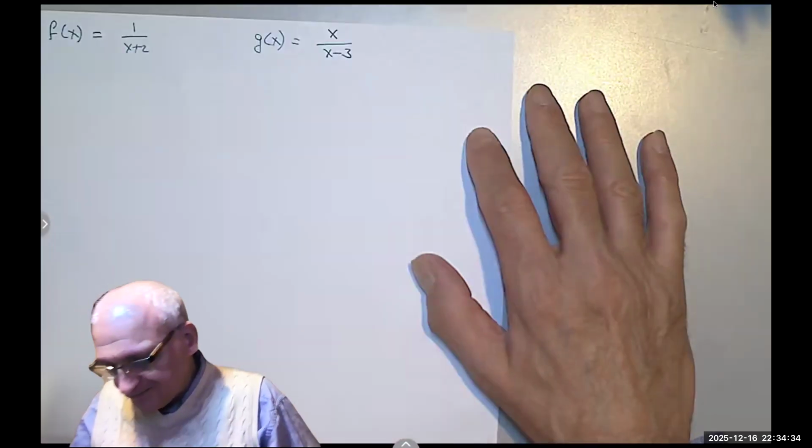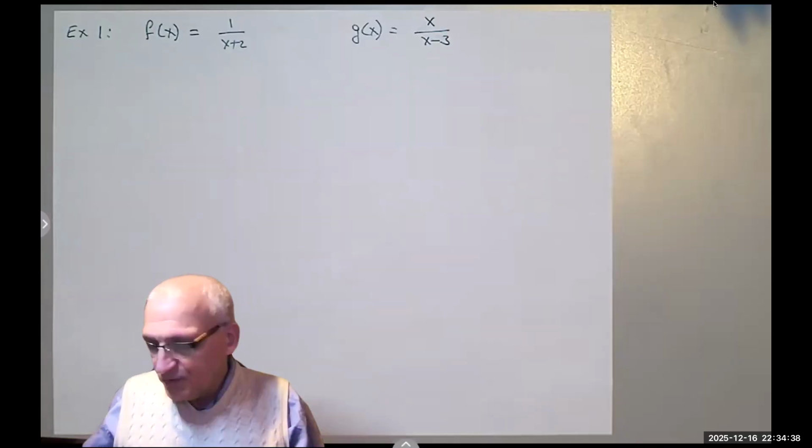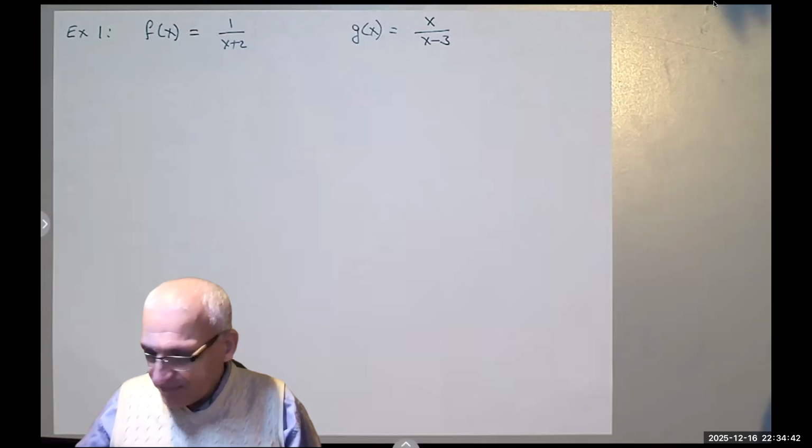In today's session, I want to go over a procedure of finding the domain of composite functions. So I prepared a few examples here to go over, and we will discuss what that entails. In each one of these examples, we are given two functions. We call them f of x and g of x.